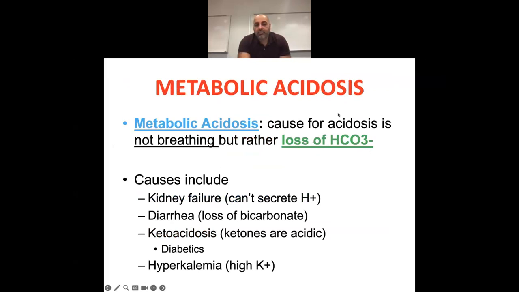So metabolic acidosis, loss of bicarb. So kidney failure, for example, because they can't get rid of hydrogen ion. Diarrhea. We see this also with anorexia, bulimia, when they abuse laxatives. You can see it in that situation. And then ketoacidosis, this is only seen in diabetics. Type 1 for the most part. Some type 2s can do it, it's like 10% of the type 2 population. And then hyperkalemia, which you would also see in DKA, diabetic ketoacidosis.